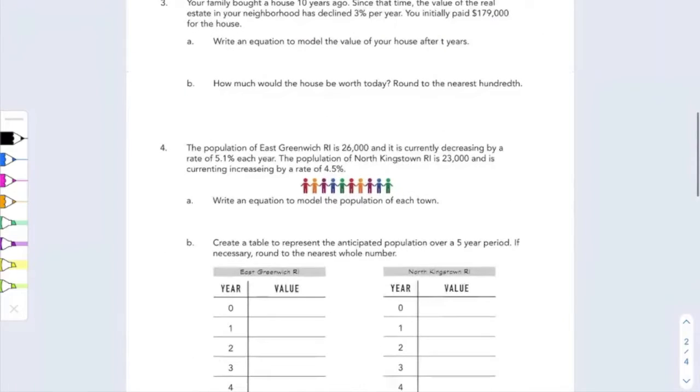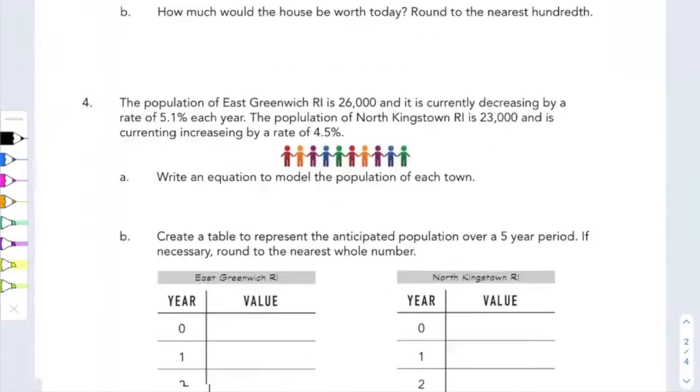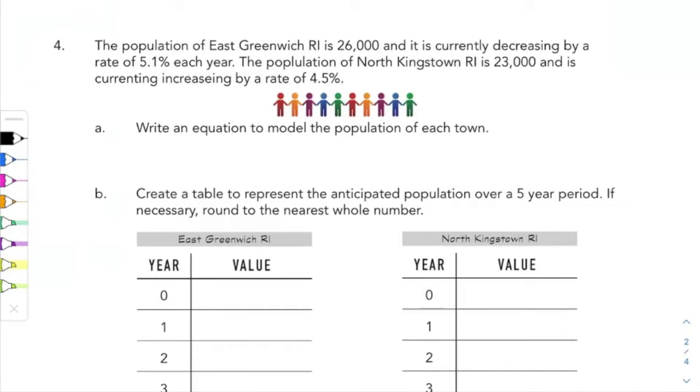Okay, I wanted to go over number 4 right here. Number 4 says the population of East Greenwich, Rhode Island is 26,000 and it is currently decreasing by a rate of 5.1% each year. I did make this up, so these are not accurate numbers. The population of North Kingstown is 23,000 and is currently increasing by a rate of 4.5%. Write an equation to model the population of each town.